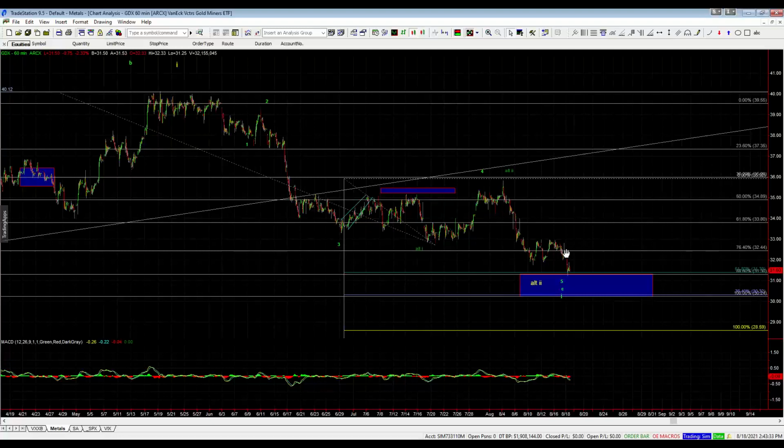But the break of the 76.4 really opened the door to this being a more bearish 1-2 down for this part of the C wave. So I've got A and then D, and then this would be a 1-2 down for C wave, or even a 1-2 down for the C wave of the larger two.